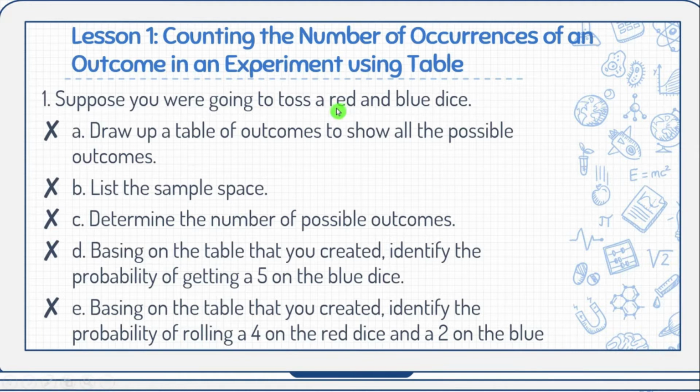Okay, suppose you were going to toss a red and blue dice. So, may dalawang dice. Yung isa red, yung isa blue. So, letter A, draw up a table of outcomes to show all the possible outcomes. Diba? We'll make a table na makikita doon yung mga possible outcomes. Then B, list the sample space. And letter C, determine the number of possible outcomes. And for letter D, basing on the table that you created, identify the probability of getting a 5 on a blue dice. And for letter E, basing on the table that you created, identify the probability of rolling a 4 on the red dice and 2 on the blue dice.